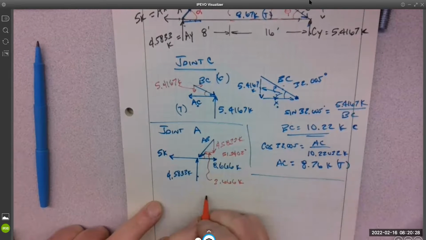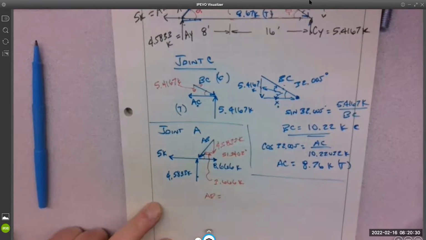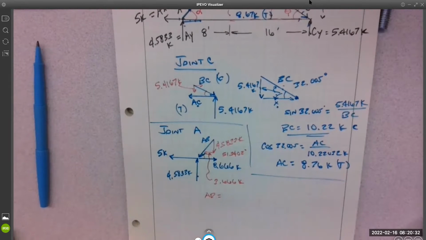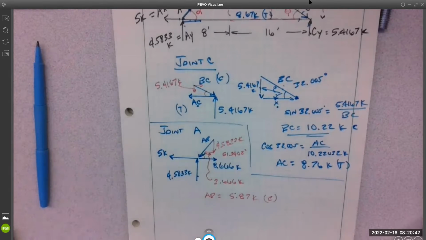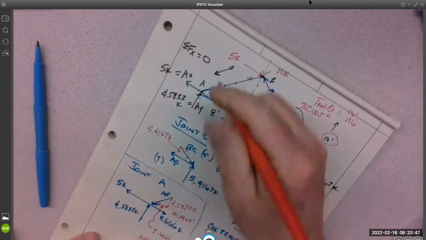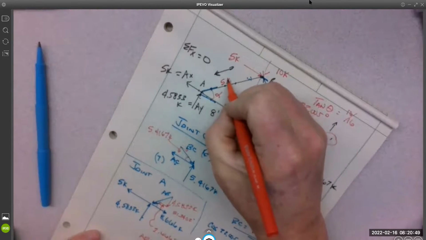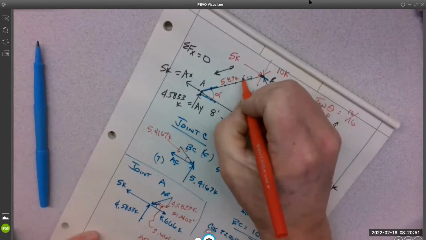What'd you get for AB? Compression or tension? Compression. Pointing into the joint. Yeah. 5.87K compression.